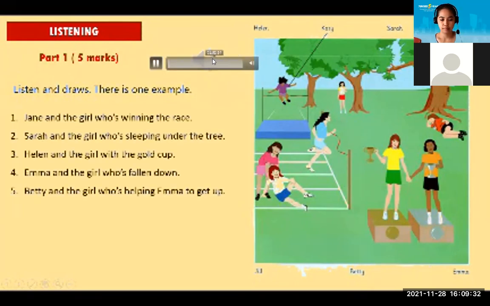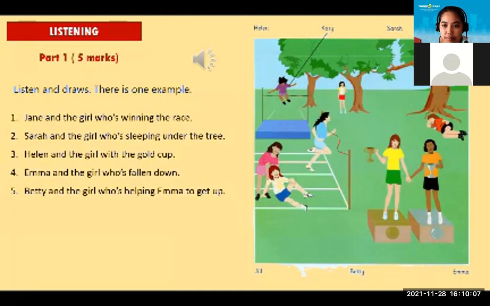Part one. Listen and look. There is one example. Is that Katie there, near the tree? Yes, it is. Look, she's jumping very high. Yes, she's very good at jumping. Can you see the line? This is an example. Now you listen and draw lines. Who's that girl running in the race? The one who's winning? Yes. I think that's Jane. You're right. It is Jane.